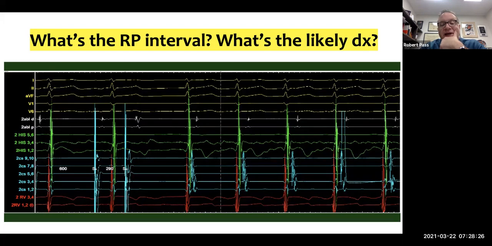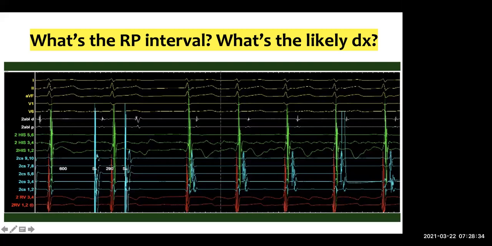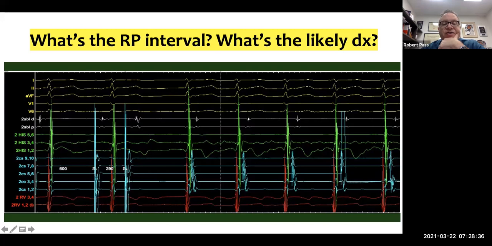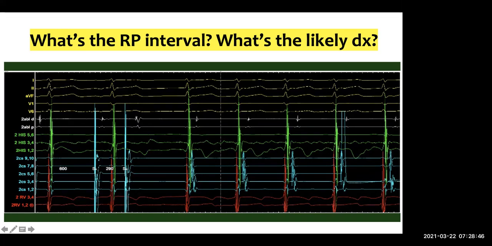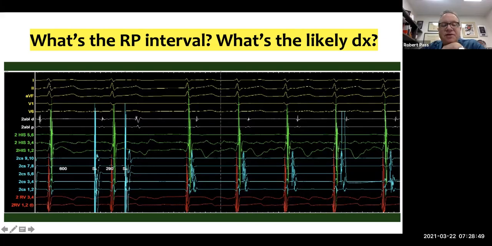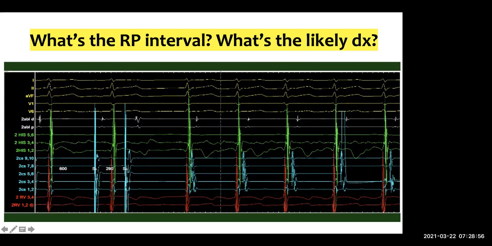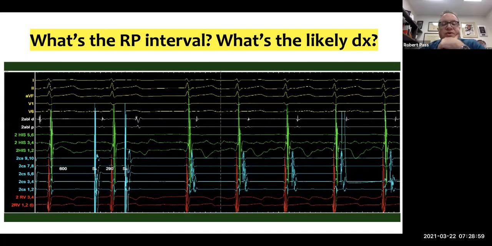But what you can say, of course, is you don't see anything in the His that is after this A. So probably the A is on the V in here. Also, notice that the ablation catheter, which is presumably in the right atrium, those atrial electrograms are quite a bit later in the His. Now, what is this RP interval, you think? You can just use this atrial electrogram. Is this a short or a long RP interval? Short. Very short. Right.